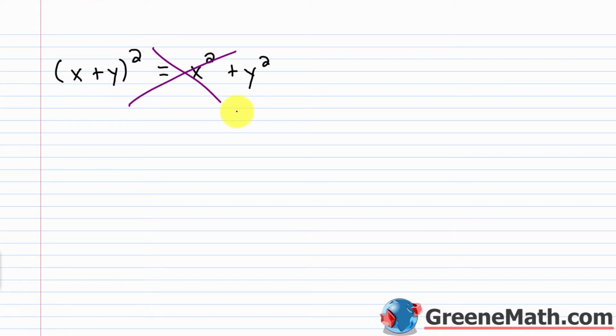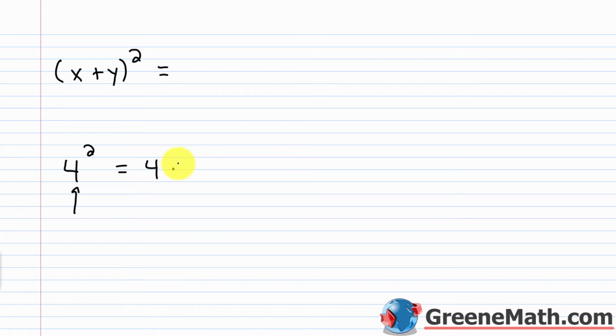And to understand why this is wrong, let's go back to the definition of squaring something. Let's say I had the number 4, and I want to square 4. Well, what does this mean? It means I take this base 4 and I multiply it by itself, or I have two factors of 4. So this is 4 times 4, or 16.